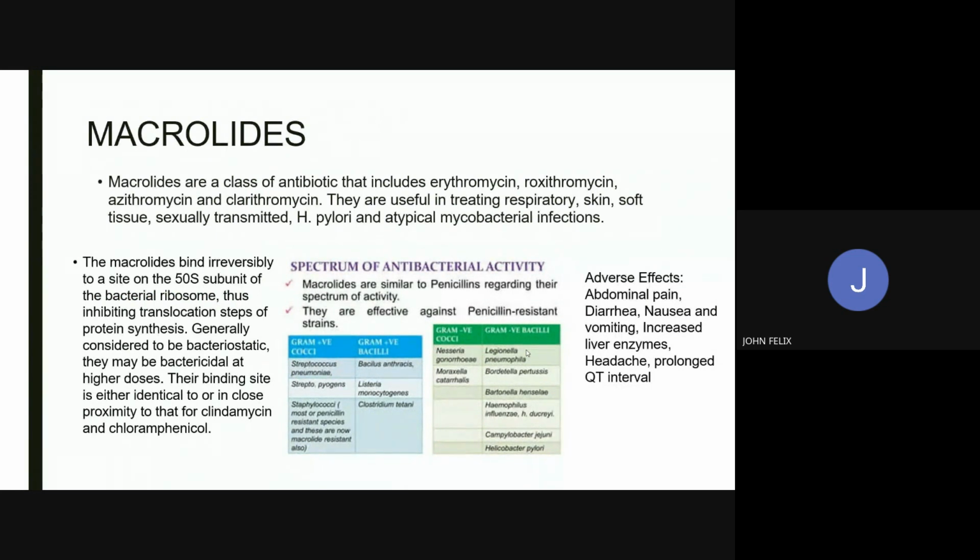Then we have macrolide antibiotics, which are commonly used nowadays: azithromycin, erythromycin, clarithromycin. They are useful in treating respiratory tract infections, skin and soft tissue infections, sexually transmitted infections, Helicobacter pylori infections, and atypical mycobacterial infections. The difference is that macrolide antibiotics bind to the 50S ribosomal subunit, and they inhibit the translocation step of protein synthesis. Generally, they are considered bacteriostatic, and at higher doses they can exhibit a bactericidal effect as well. The common effects associated with them are abdominal pain, diarrhea, nausea, vomiting, increased liver enzymes, headache, and prolonged QT interval. Next slide.